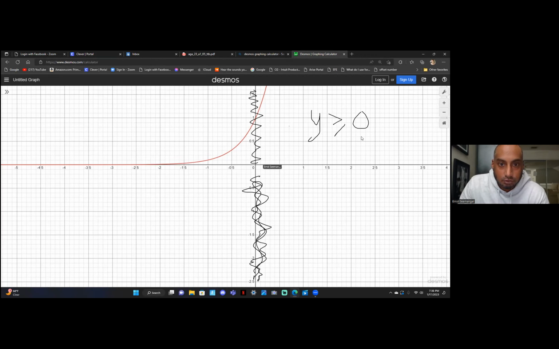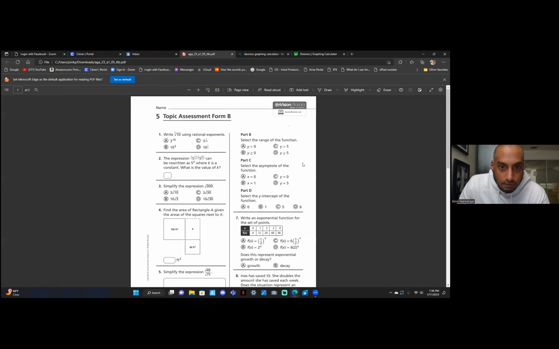Okay, let's see what the choices are again. Greater than or equal to 0, greater than 0, greater than 5. C and D are automatically out. A is greater than 0. B is greater than or equal to 0. So if we have 0, let me think about that.